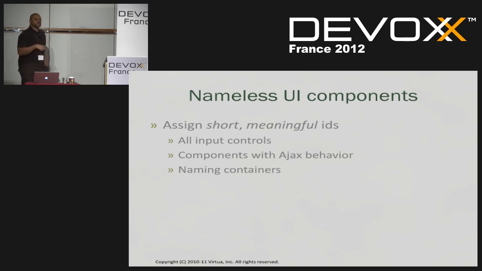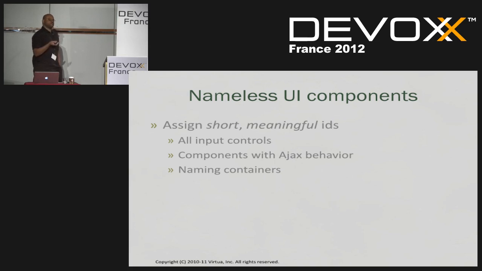Okay. Now the way the naming container achieves this uniqueness is by prepending its own ID to the ID of the component inside of it. So you saw when I was looking at that page that it was like j whatever colon j whatever. The first one was the form, and the second one was the component inside of it. So the form ID is going to be prefixed to all the components inside of it when it's rendered back to the client. And that's what we call the client ID.